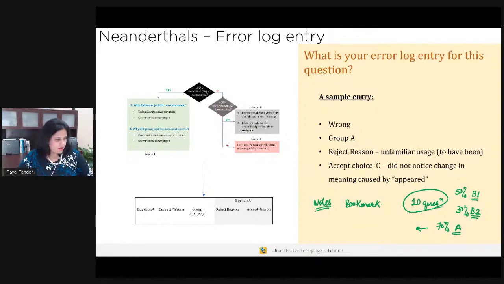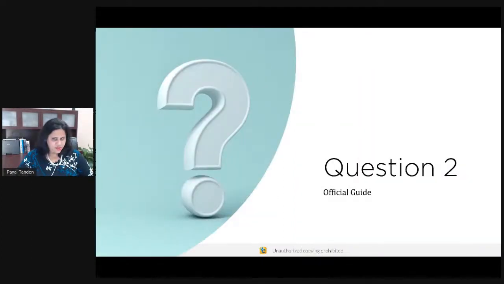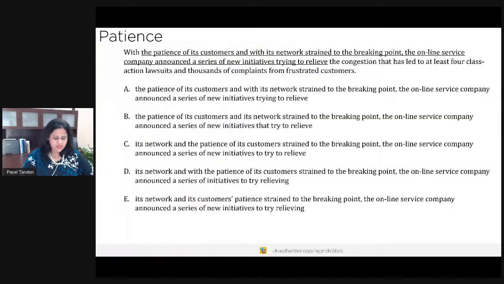All right. I don't see many responses right now. Let's move to our next question. Question number 2. This is also an official question. So I'm going to give you a minute and a half, and let's get going here.